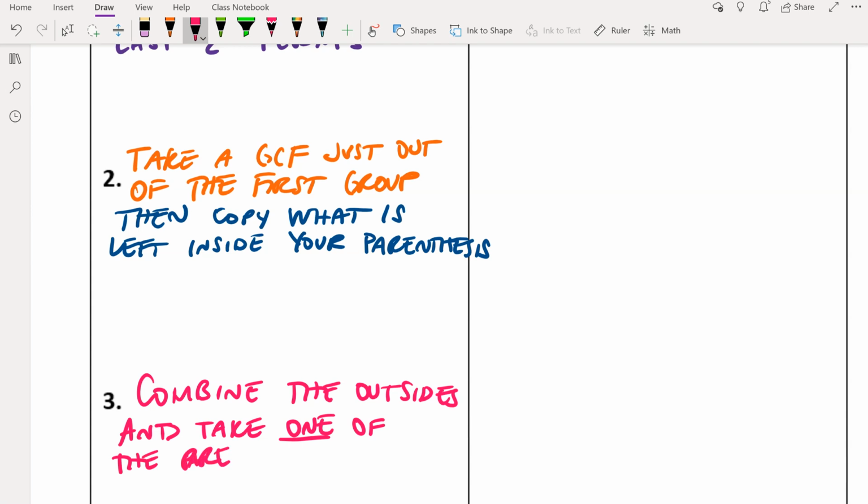Oops, parentheses. Oh man, I can't spell. Okay, parentheses. So combine the outsides and take only one of the parentheses. Or like copy. We could say copy one of the parentheses. So what do I mean? Get that down in your steps, and then I'll show you what I mean.